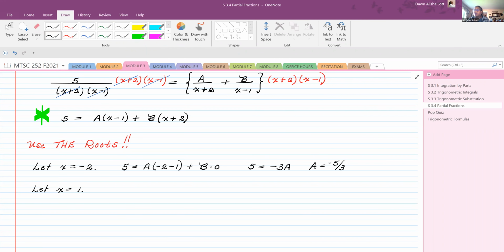Okay, if x equals 1, I get 5 is equal to A times 0 plus B, and when I put 1 in there, I'm going to get 1 plus 2. So I get 5 is equal to 3B. So B is equal to 5/3.